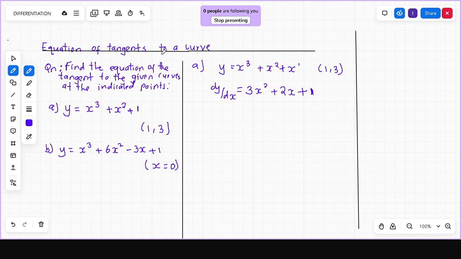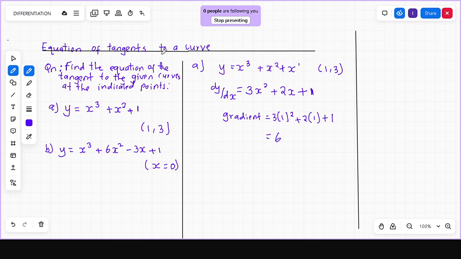We substitute x with 1 because this one is the x coordinate, this is the y coordinate. So the gradient at that given point is equal to 3x squared, that is 3 times 1 squared, plus 2 into bracket 1, plus 1. So this gradient is 3 plus 2 plus 1, that is giving me 6. So now the point is (1, 3).